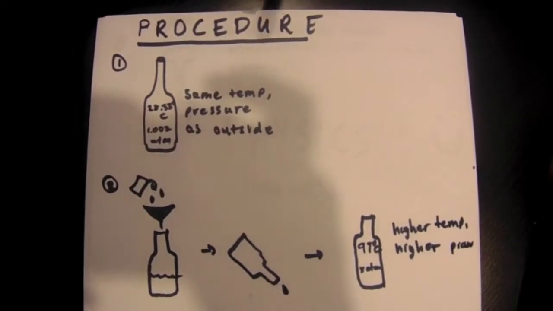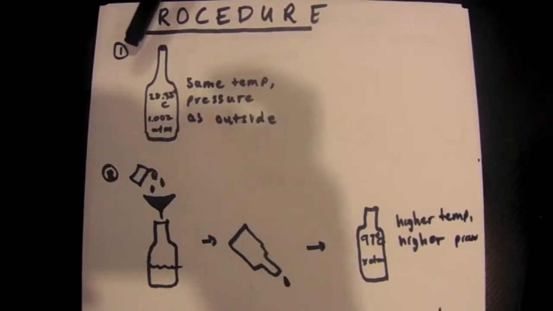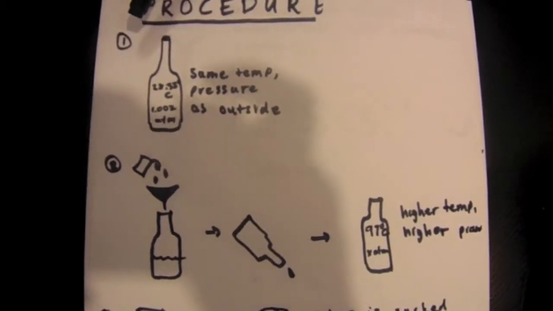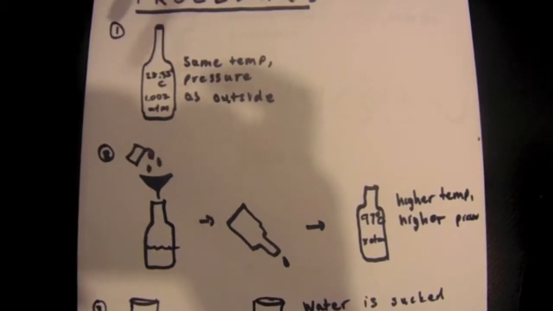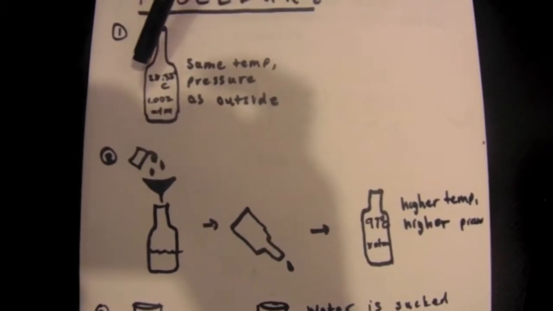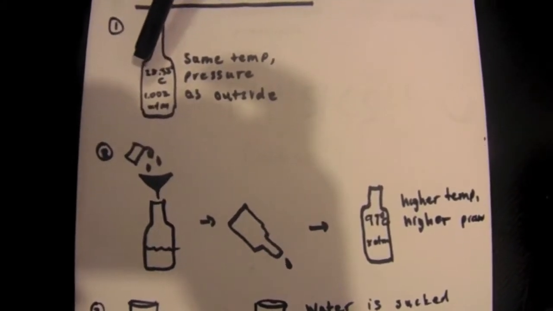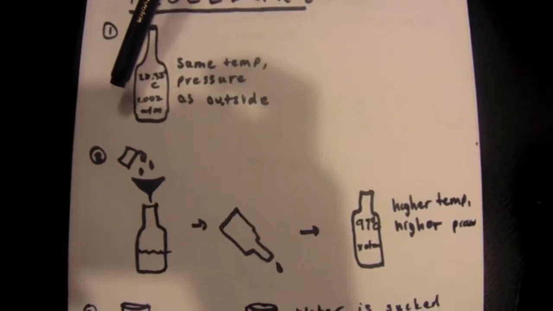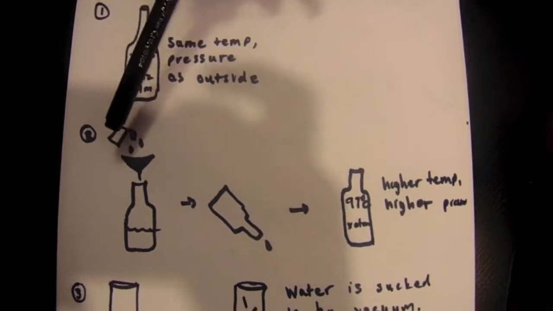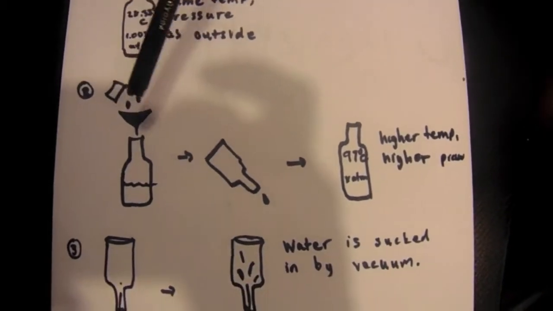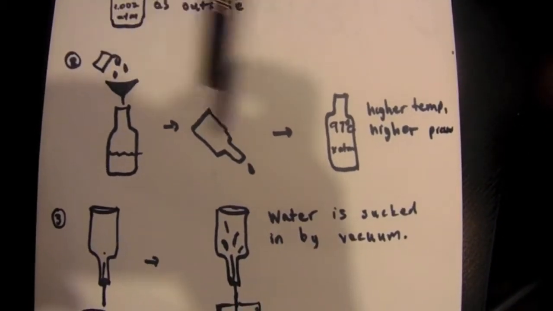So we followed the following procedure for our experiment. First, we started off with the empty glass bottle, which had the same temperature and the same pressure as outside. So we used the internet to find out that the temperature outside was 28.33 degrees Celsius and that the atmospheric pressure was 1.002 atmospheres.